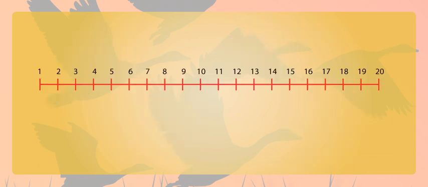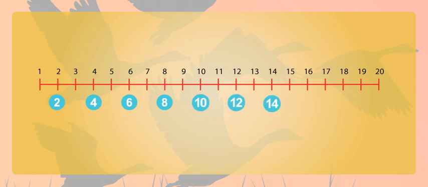Here's a number line that shows the numbers from 1 to 20. Here's 1 and here's 20. This is what skip counting from 1 to 20 looks like. 2, 4, 6, 8, 10, 12, 14, 16, 18, 20. Notice how the numbers 2, 4, 6, 8, 0 repeat. This pattern continues with skip counting beyond 20.